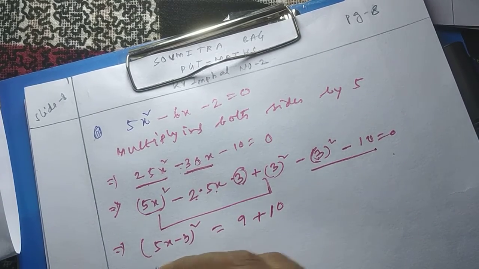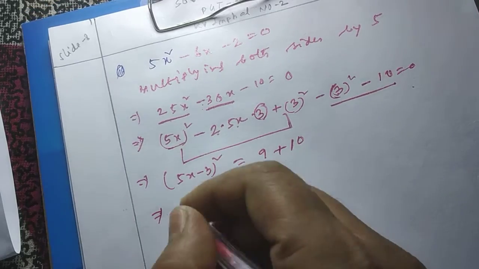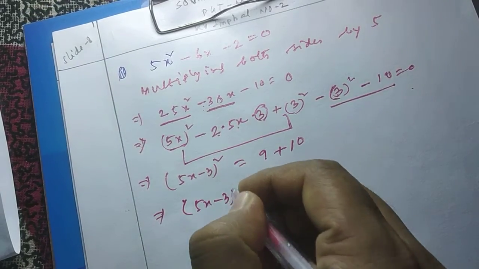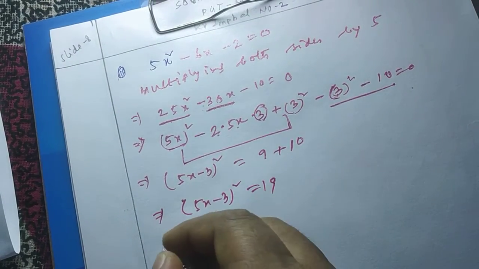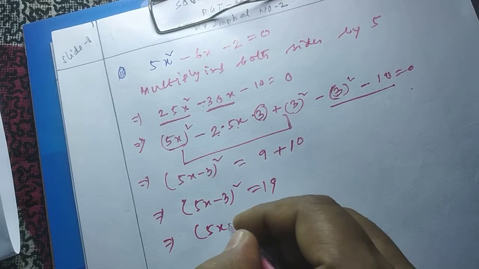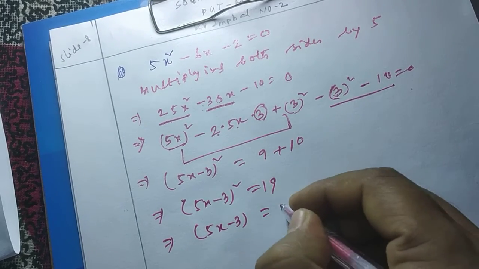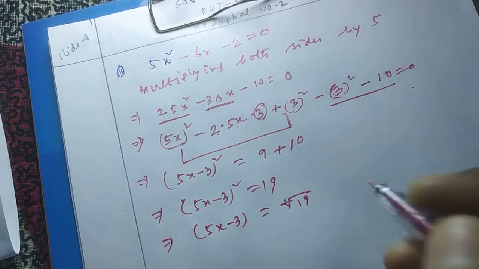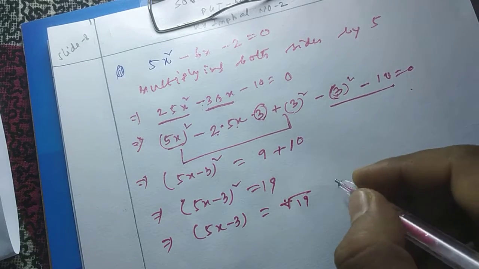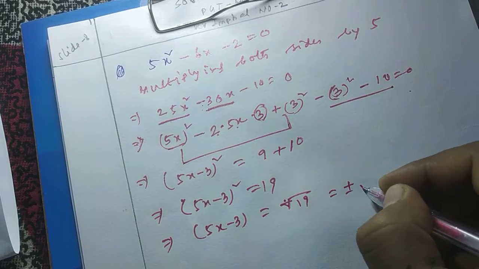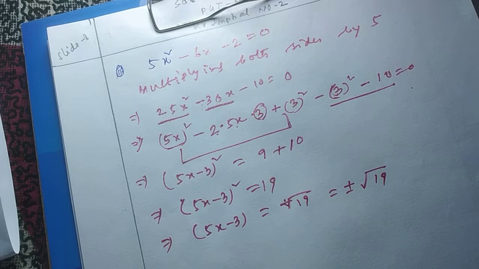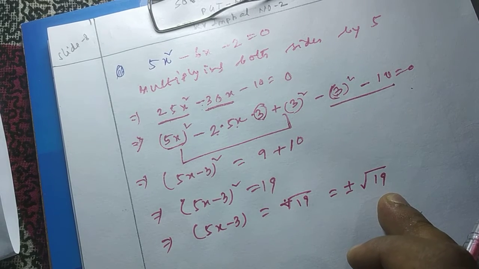Now it becomes (5x minus 3) whole square equal to 19. So 5x minus 3 will be the square root of 19. Square root of 19 means plus minus root 19 will come, because we know when you take the square root, both plus and minus will come.